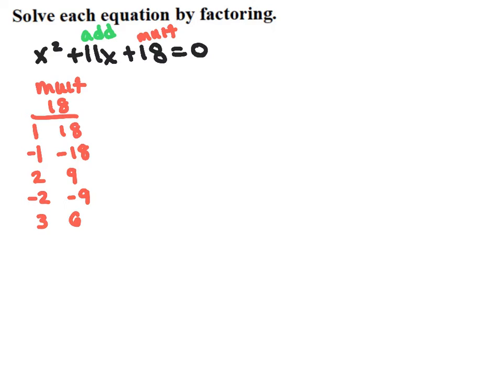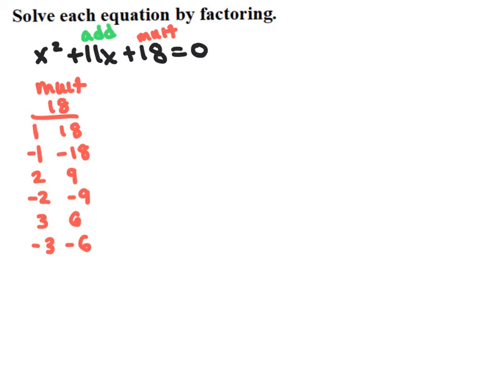And 18 divided by -3 gives us -6. The next number we would check would be 4, and 18 divided by 4 gives us a decimal, so it doesn't work, and neither does the negative version. 18 divided by 5 gives us a decimal, so it doesn't work, and neither does the negative version. And then lastly, we have 18 divided by 6, meaning that we have all of our possibilities listed.